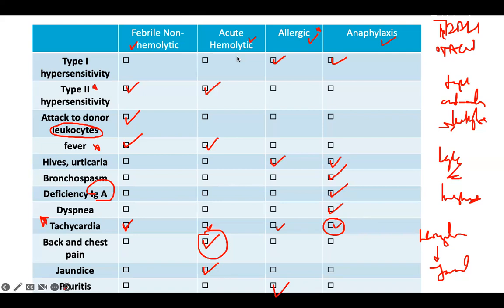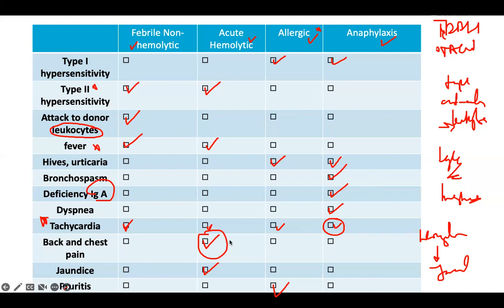Allergic reaction is due to histamines being released from the mast cell. So they have urticaria, they have hives, pruritus. Treatment is just antihistamine. But if it's really getting worse, they develop bronchospasm, hypertension, tachycardia, respiratory distress, dyspnea. All of that is anaphylaxis.